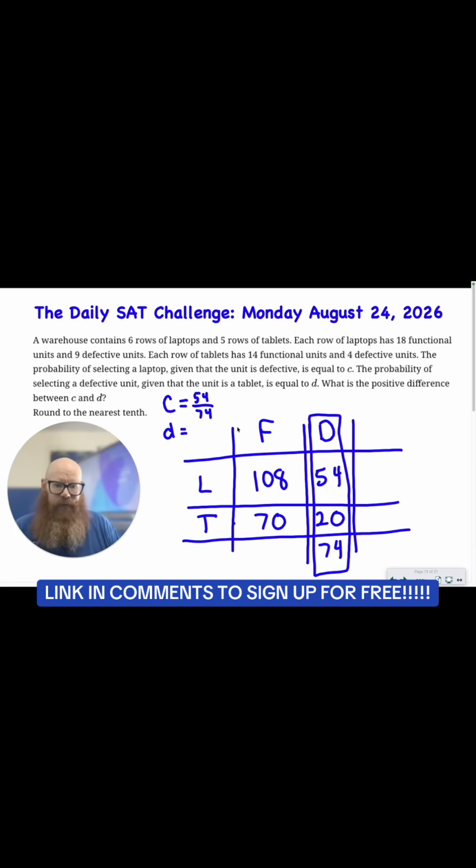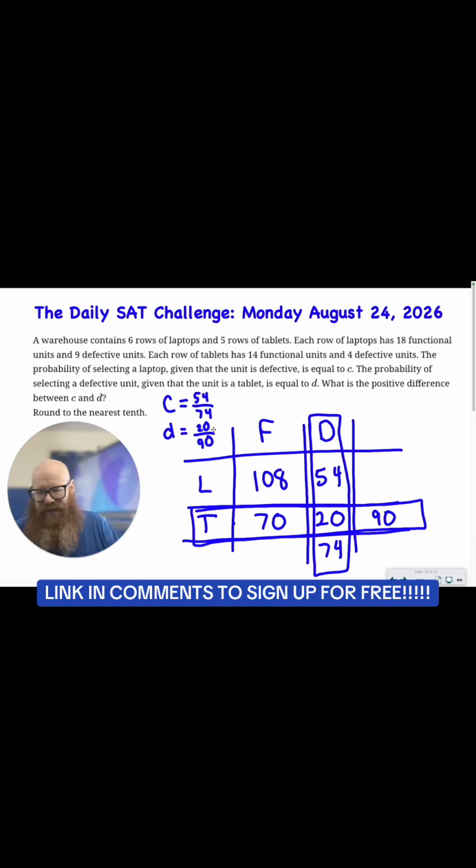Now, D represents the probability of selecting a defective unit given that it's a tablet. So that means if we know it's a tablet, we're looking at the tablet row. So I will find that total, and I get 90. So given that it's a tablet, the probability that it's defective is 20 out of those 90. So it's 20 out of 90. I know I could reduce that, but we're not going to worry about that.